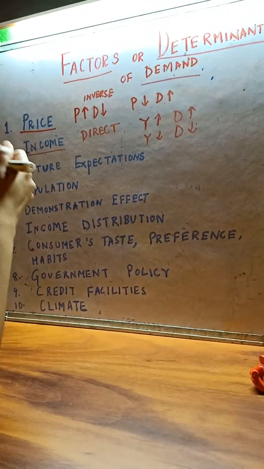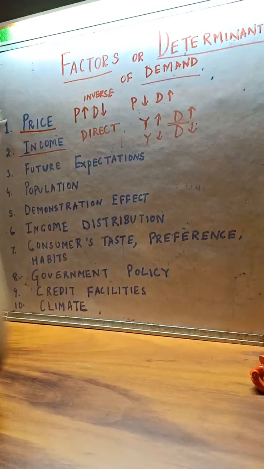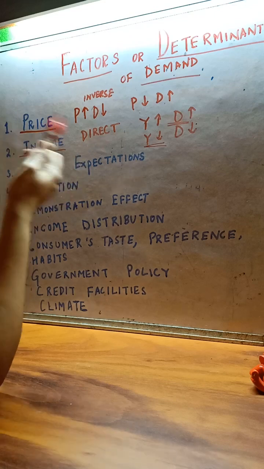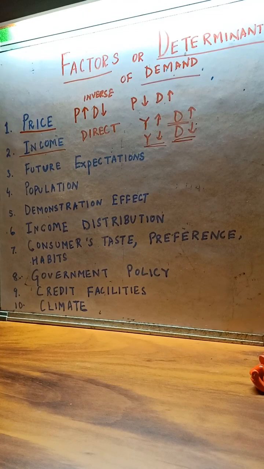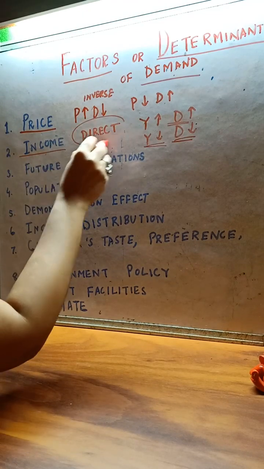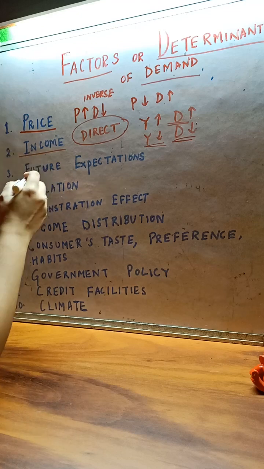So that means if my income rises from 5,000 to 10,000 rupees per month, then definitely my demand pattern would rise. If my income falls from 10,000 to say 5,000, 4,000, then demand pattern has to fall down. So there is a direct relationship between income and demand of a commodity.